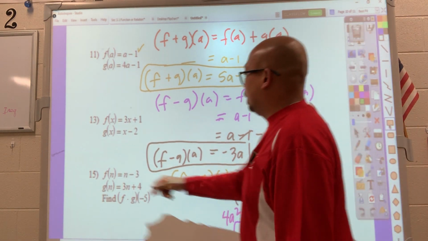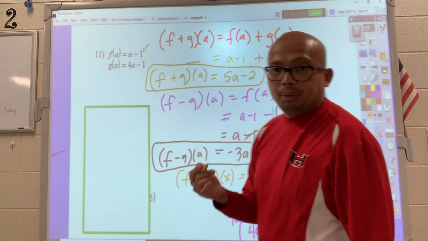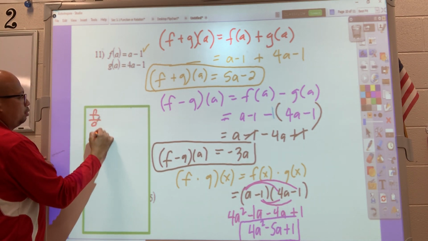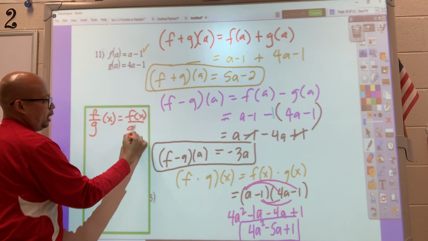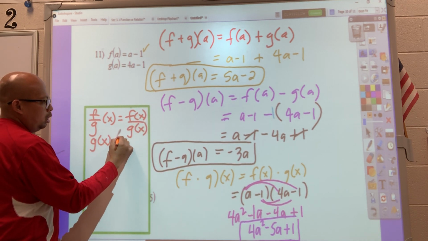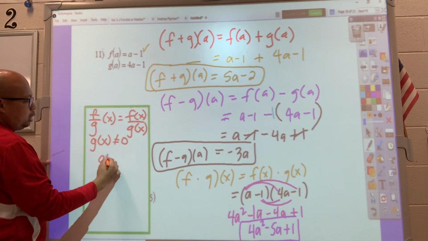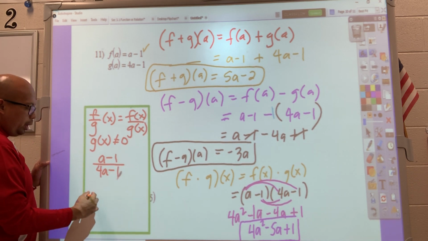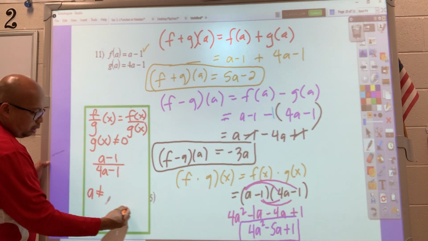Now for division, we need space here. For division, it's very simple, okay? We just have to divide f of x by g of x, wherein g of x cannot be equal to 0. The meaning, copy the f of x, which is a minus 1, divided by 4a minus 1, knowing that a cannot be equal to, what's that number?